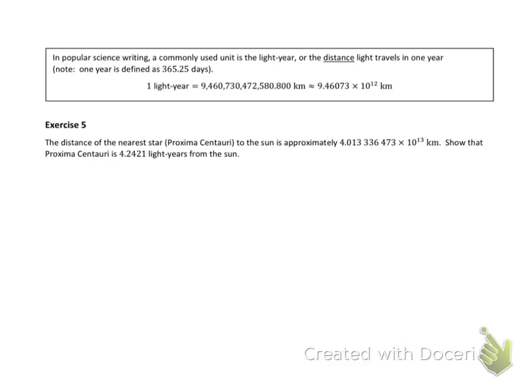So now work on exercise 5 and see if you can do this conversion. We want to convert the distance of our nearest star, given in kilometers, which was on our diagram on the other page, to light years. Okay, because a light year is a unit of distance that's much larger than a kilometer. So let's convert that.